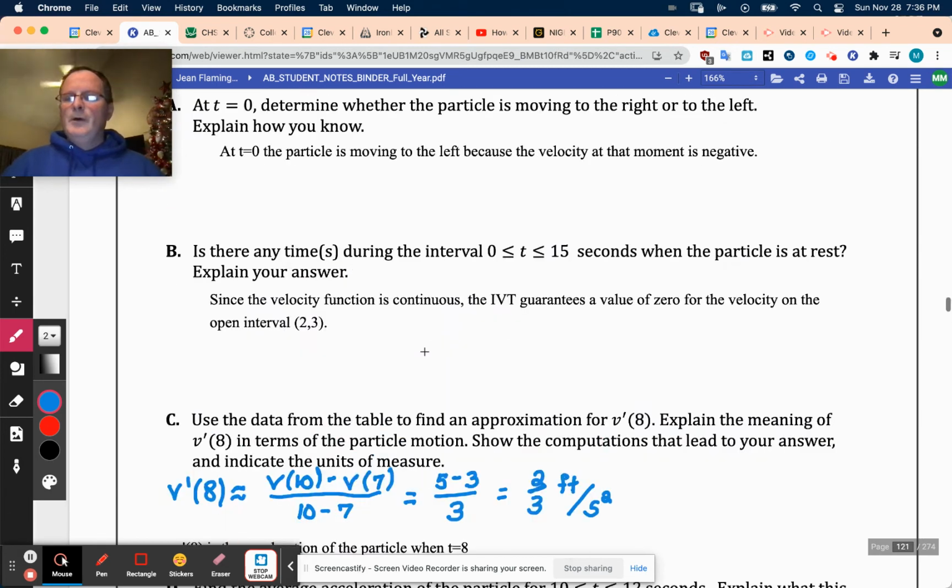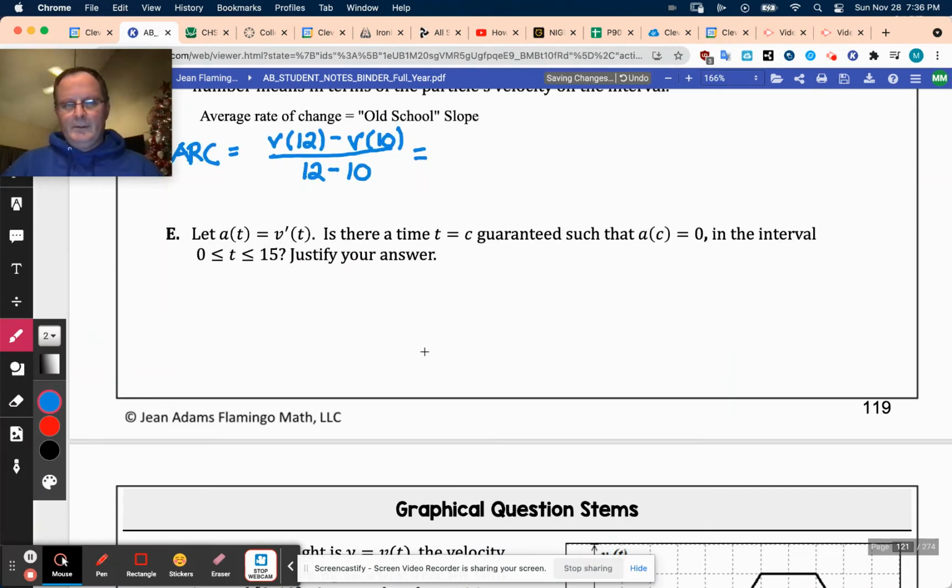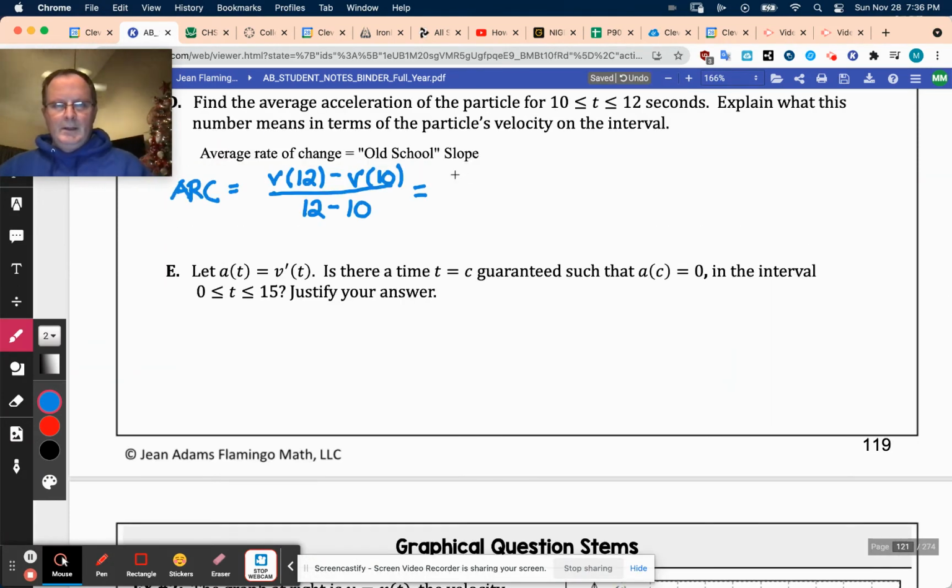So I already forgot. 12 was 3 and 10 was 5. Okay. So 12 was 3. 10, it was 5. Okay. Denominator is 2. And so what's that? That's negative 1.